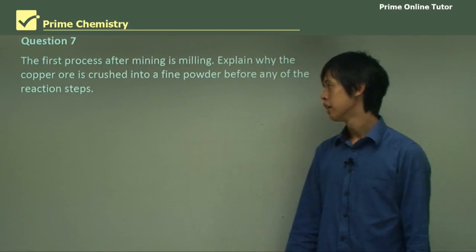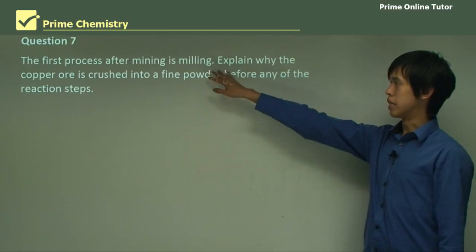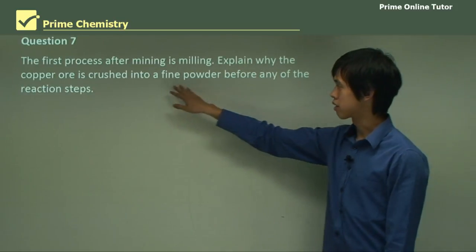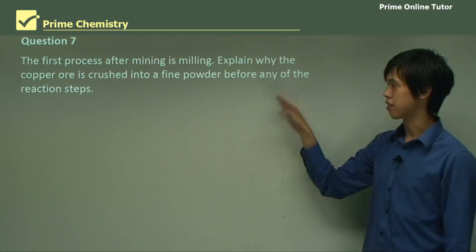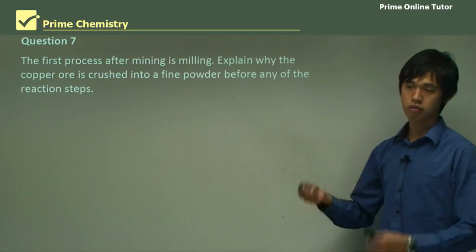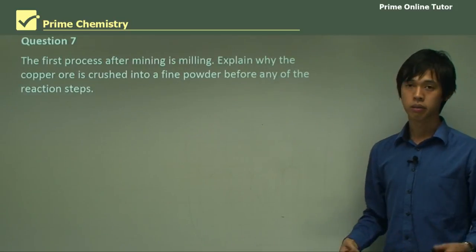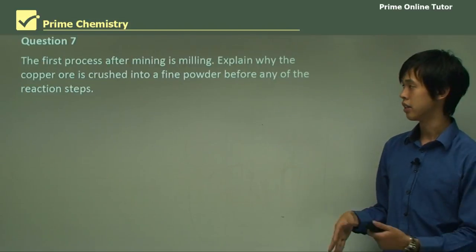Question 7. The first process after mining is milling. Explain why the copper ore is crushed into a fine powder before any of the reaction steps. Okay, so before we start using any chemicals, we crush it into a very fine powder. Why do we do this?